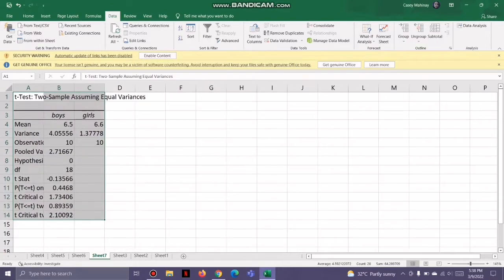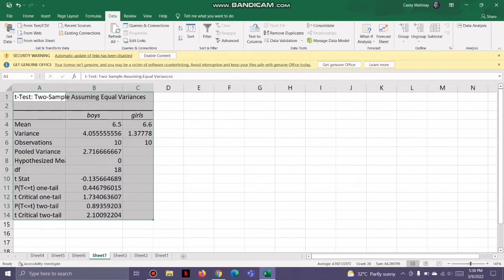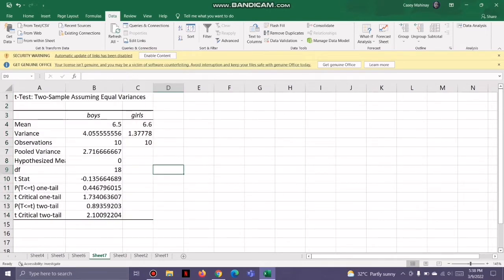Our hypotheses are a null hypothesis and a research or alternative hypothesis. For the null hypothesis, there is no significant difference between the boys and girls who average sleep every day, while for the research or alternative hypothesis, there is a significant difference between the boys and girls who average sleep every day. This is a two-tailed test at 0.05 level of significance.